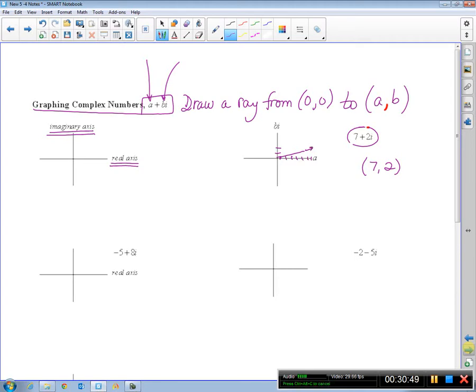Negative 5, 8, draw a point to (negative 5, 8). 1, 2, 3, 4, 5. 1, 2, 3, 4, 5, 6, 7, 8. A ray from the origin to that point. That's how you graph complex numbers.